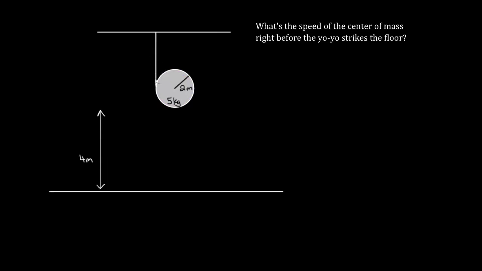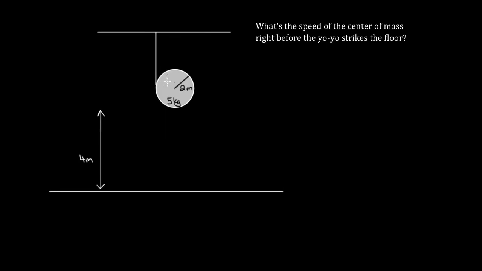Just imagine this string is the ground. It's as if you have a wheel or a ball that's rolling on the ground and not slipping with respect to the ground, except this time the ground is the string. This cylinder is not slipping with respect to the string, so that's something we have to assume.